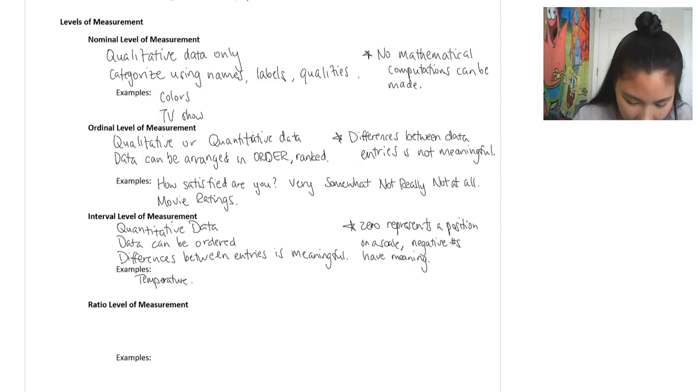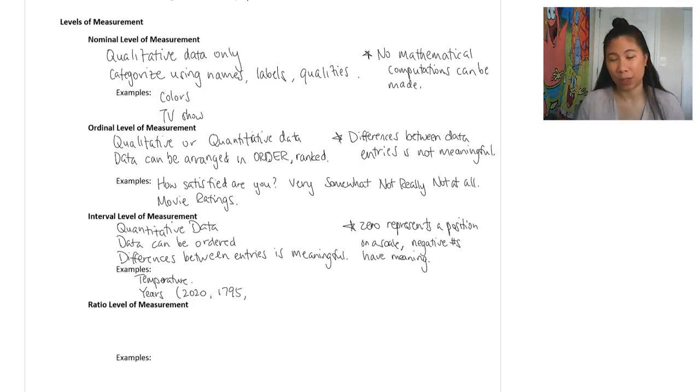Another example are years. Like this year is 2020 or something like that, or 1795, those types of years. We can even go all the way back in time to 200 BC or something like that. So at year 0, that's still a thing. That was still a time period. It doesn't mean that there was no time involved.